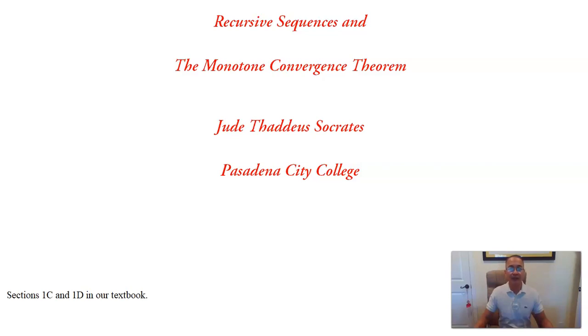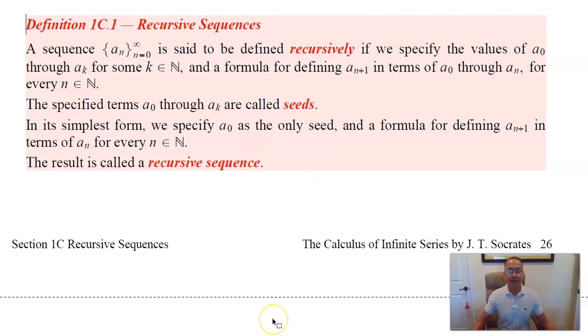First things first, let us define what a recursive sequence is. Here's the definition, which appears in section 1C, page 26 of our textbook. What is a recursive sequence? A sequence a sub n, n from 0 to infinity, is said to be defined recursively if we specify the values of a sub 0 through a sub k for some natural number k, and a formula for defining the next term a sub n plus 1 in terms of a sub 0 through a sub n for every natural number n.